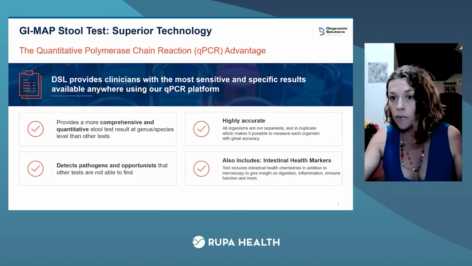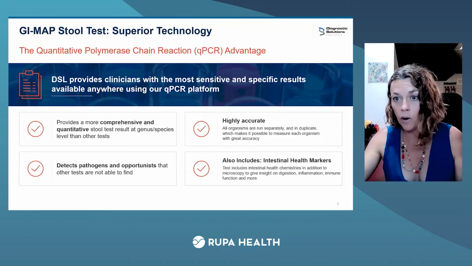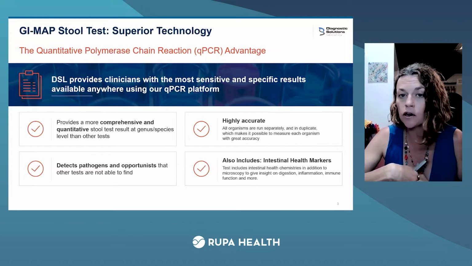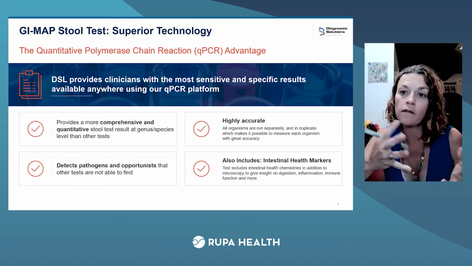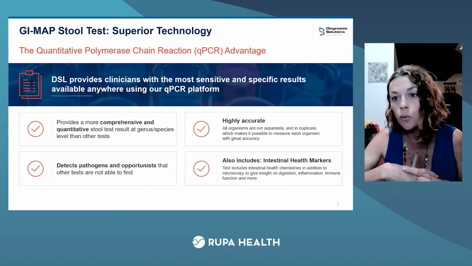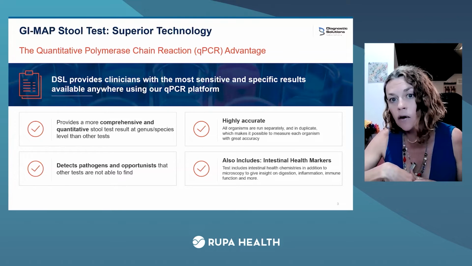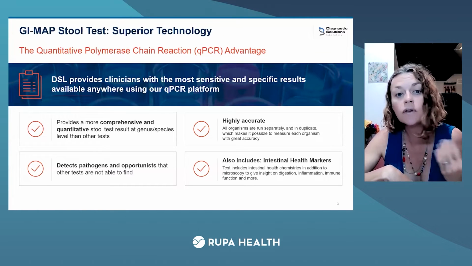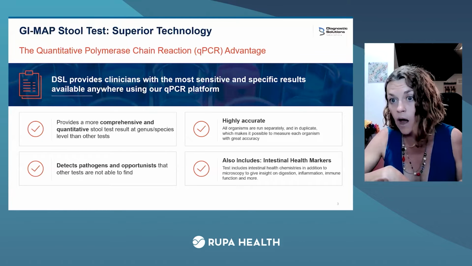If you are not familiar with the GI map and you're on the Rupa platform, we are one of the foundation, or one of the primary stool tests. What sets the GI map apart is our quantitative PCR technology. So we do use qPCR for all of our microbial analysis. And that's important because we are giving you a quantitative analysis of microbes that are typically in somewhat low abundance in the microbiome. And you need a sensitive technology to find many of those low-level opportunists.